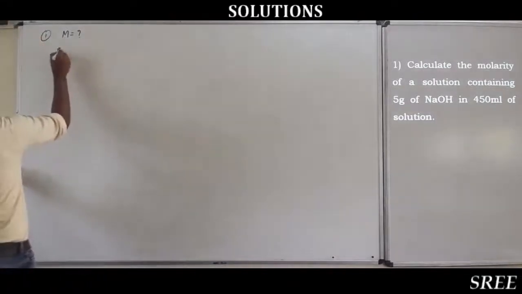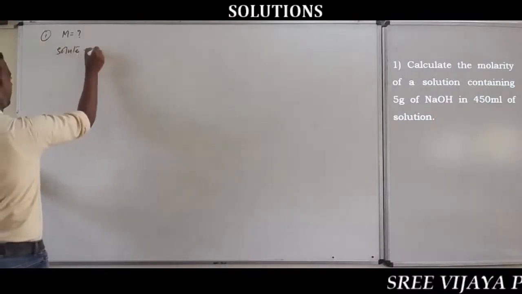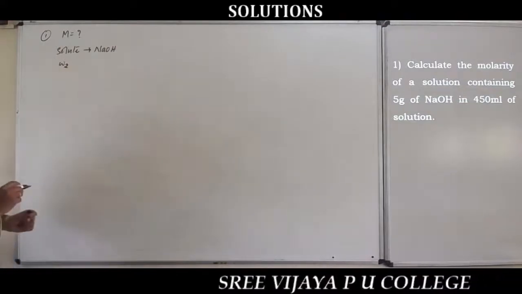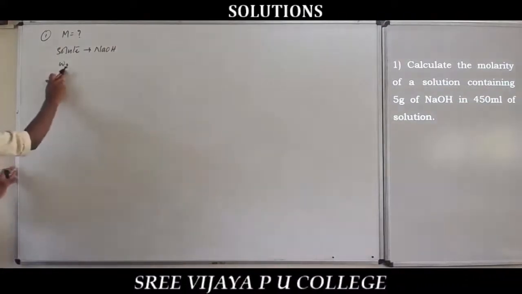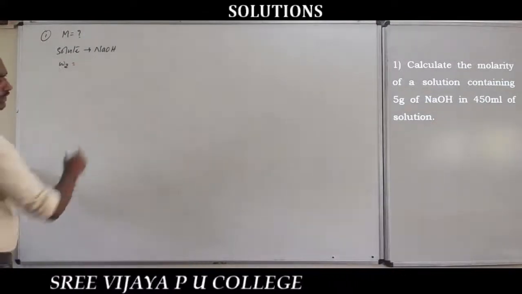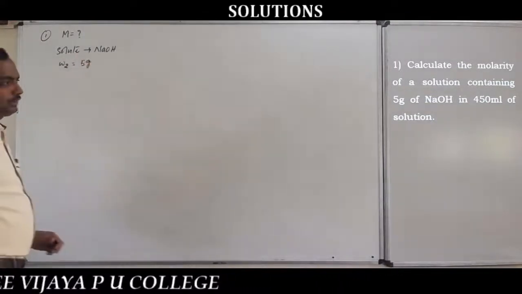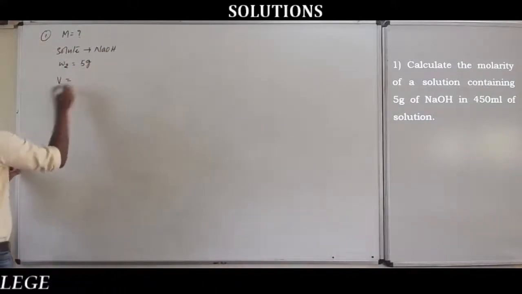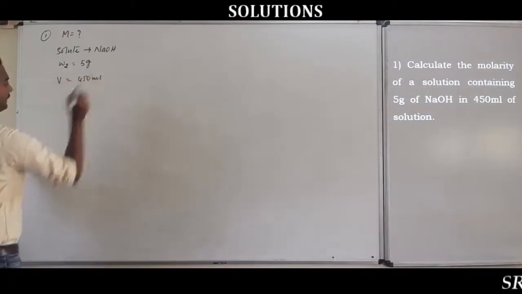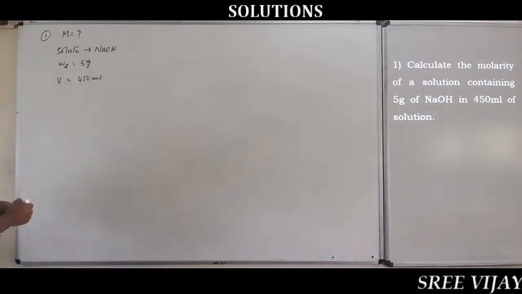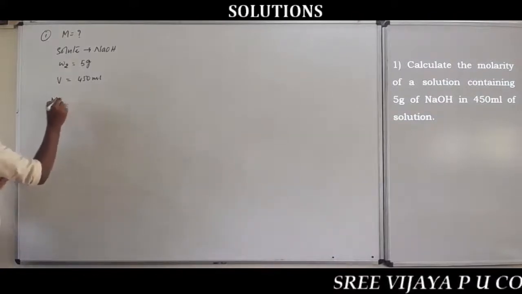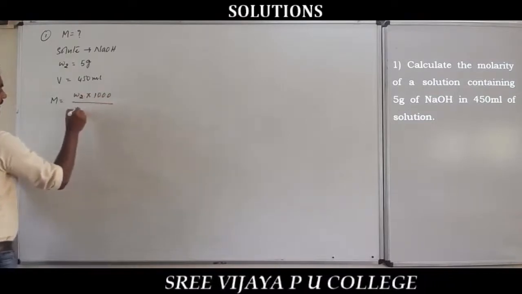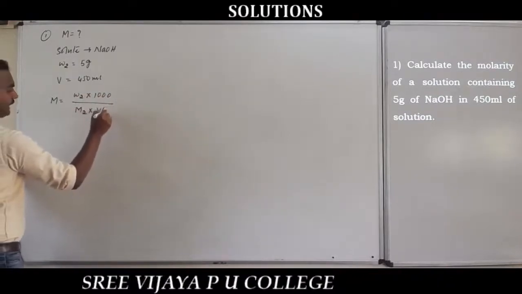So here solute is NaOH. Mass of solute is taken as 2 at the very beginning. 1 is referred for solvent, 2 is referred for solute. Mass of solute, that is equal to how much? That is 5 gram, in 450 ml of solution. That is volume of solution is equal to 450 ml. We have to calculate molarity. So we know the molarity formula, that is molarity capital M is equal to W2 into 1000 whole divided by M2 into V in ml.